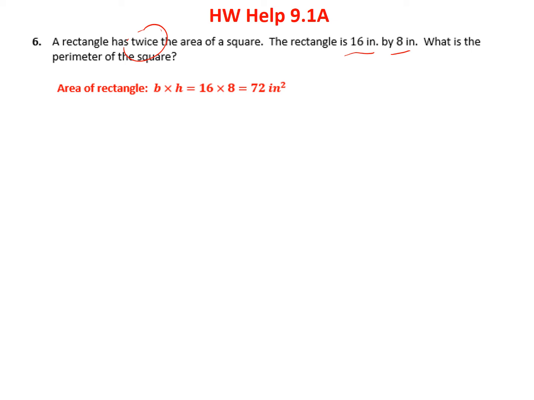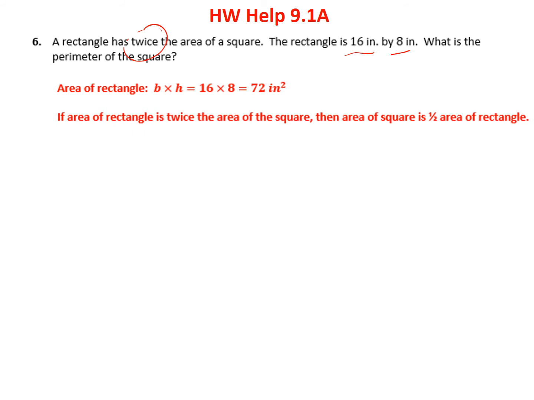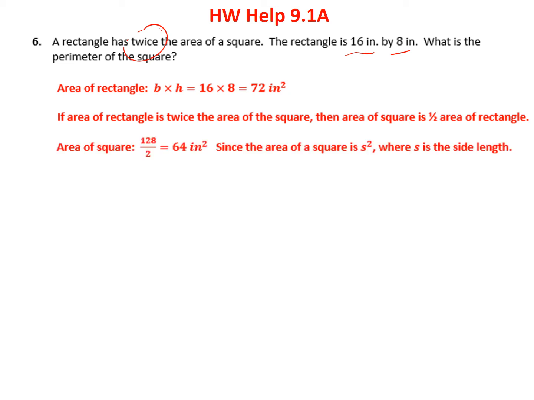Now if that's twice the square, that means the area of the square is half of the rectangle. In other words, 2 times the square is the rectangle, or the rectangle divided by 2 is the square. So I can take this area and divide it by 2, and now I know that my square has an area of 64 inches squared.